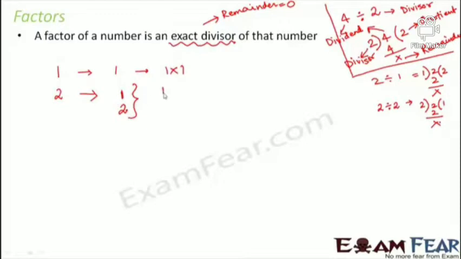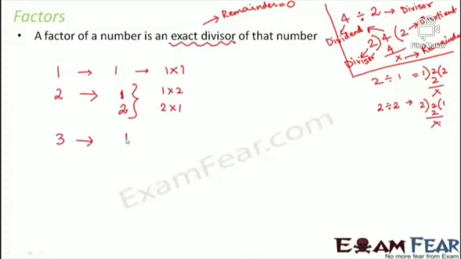And that is why this 2 can be written as 1 into 2. This can also be written as 2 into 1. Right? Because if 1 divides 2 exactly, that means 1 multiplied by something should be equal to 2. And that something is 2. Right? Let's look at the next number, that is 3.